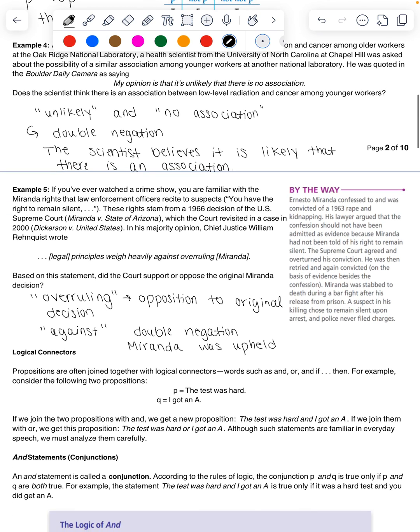So hopefully we're understanding how these double negations are stated. Obviously they seem a little bit confusing, but we can flesh them out and understand that the double negation is just stating the original.